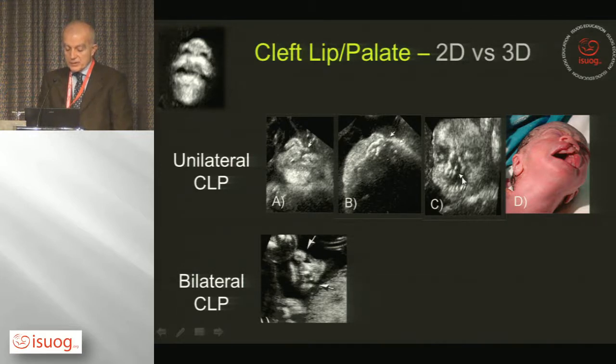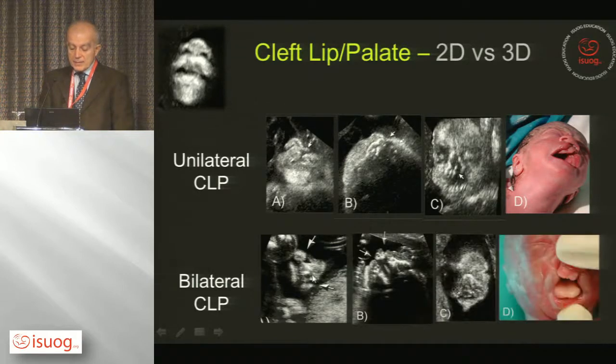And you see here a unilateral cleft as seen on 2D images with the coronal view here of the clefting and the tangential view, and the alveolar ridge evidence of the abnormality. And this is a bilateral cleft with 2 clefts here. This is a coronal view and the specimen after birth.